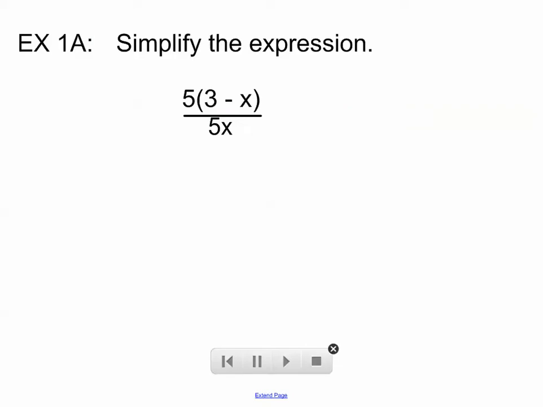If we're being asked to simplify this expression, 5 times 3 minus x over 5x, the only thing that can be done here is to say, okay, 5 divided by 5 is 1. So what are we left with? 3 minus x over x. And that's our simplified expression. In this case, that's all we can do.